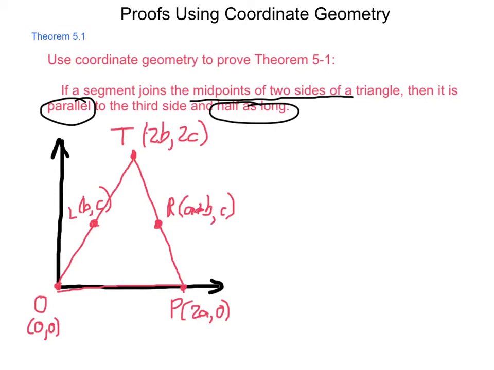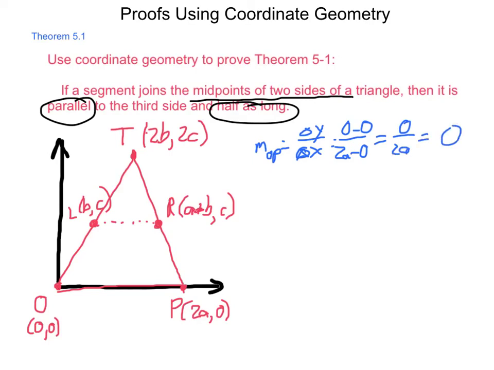Now I need to show that line segment LR is parallel to line segment OP. So what is the slope of OP? Well, slope is our change of y divided by our change of x. Change of y from 0 to 0. Change of x, 2a minus 0. So we get 0 divided by 2a, which is just 0. Now my slope of LR, again change of y, so we'll go c minus c, divided by change of x, which is a plus b minus b. I end up with 0 divided by a, which is just 0. So we've established they're parallel because we have the same slope in both line segments.